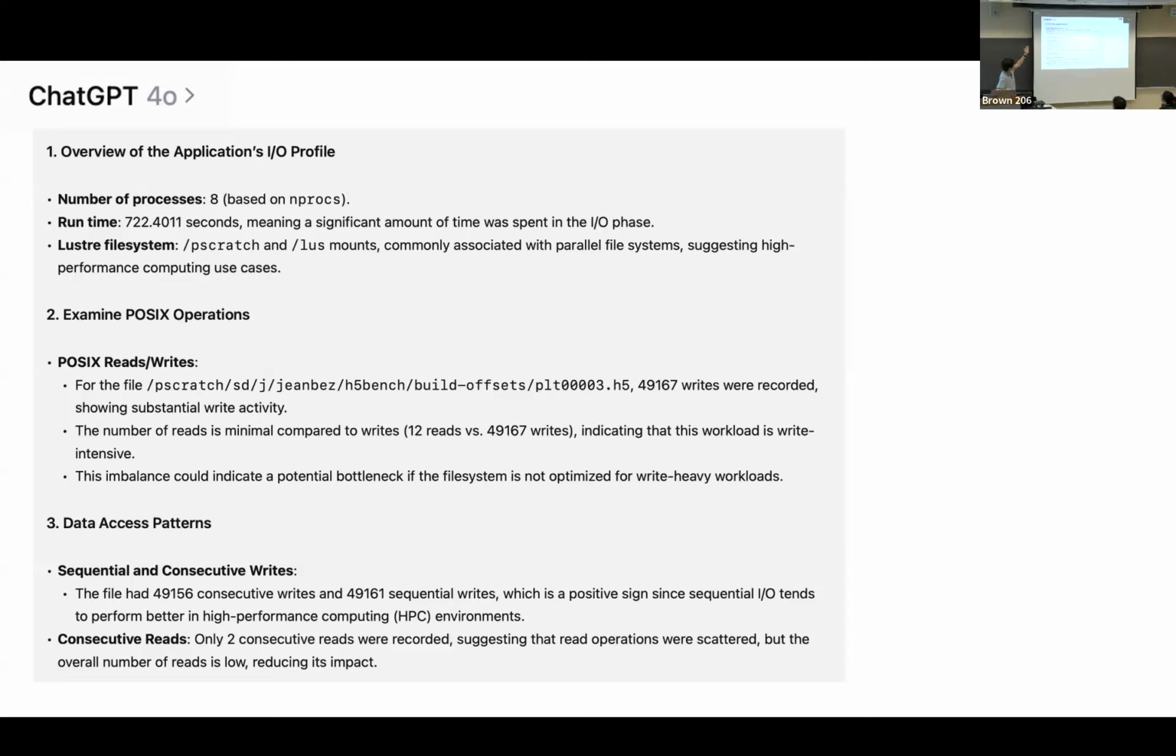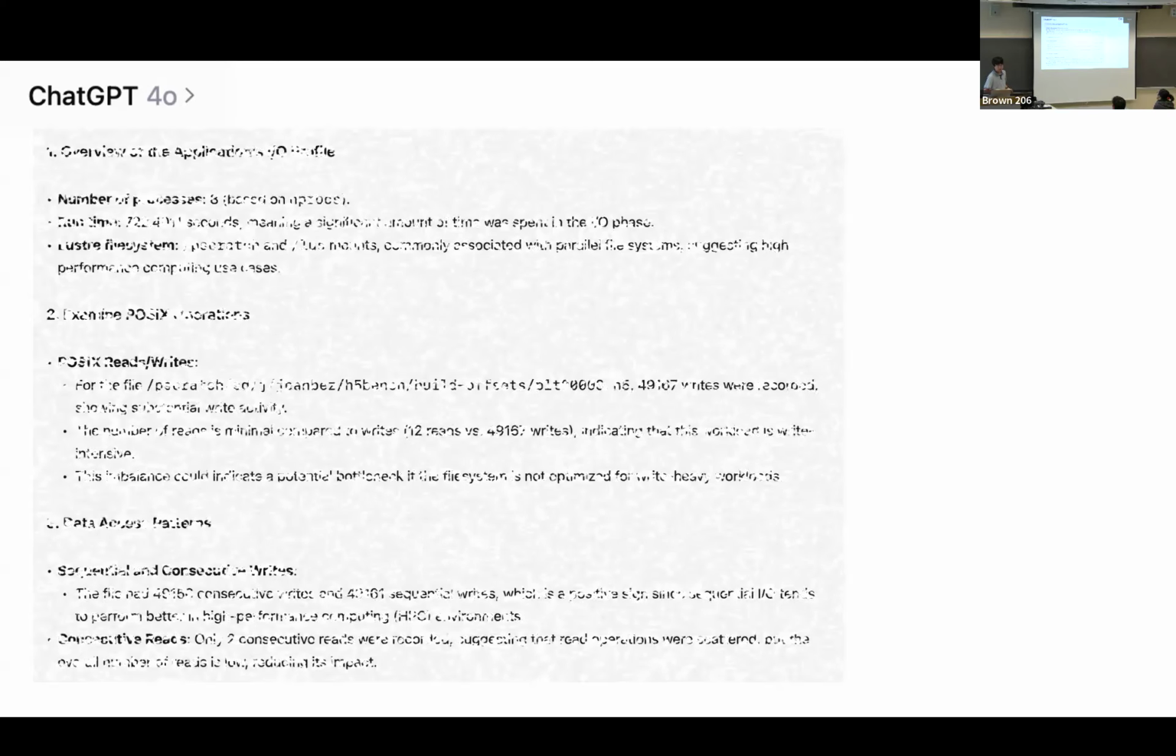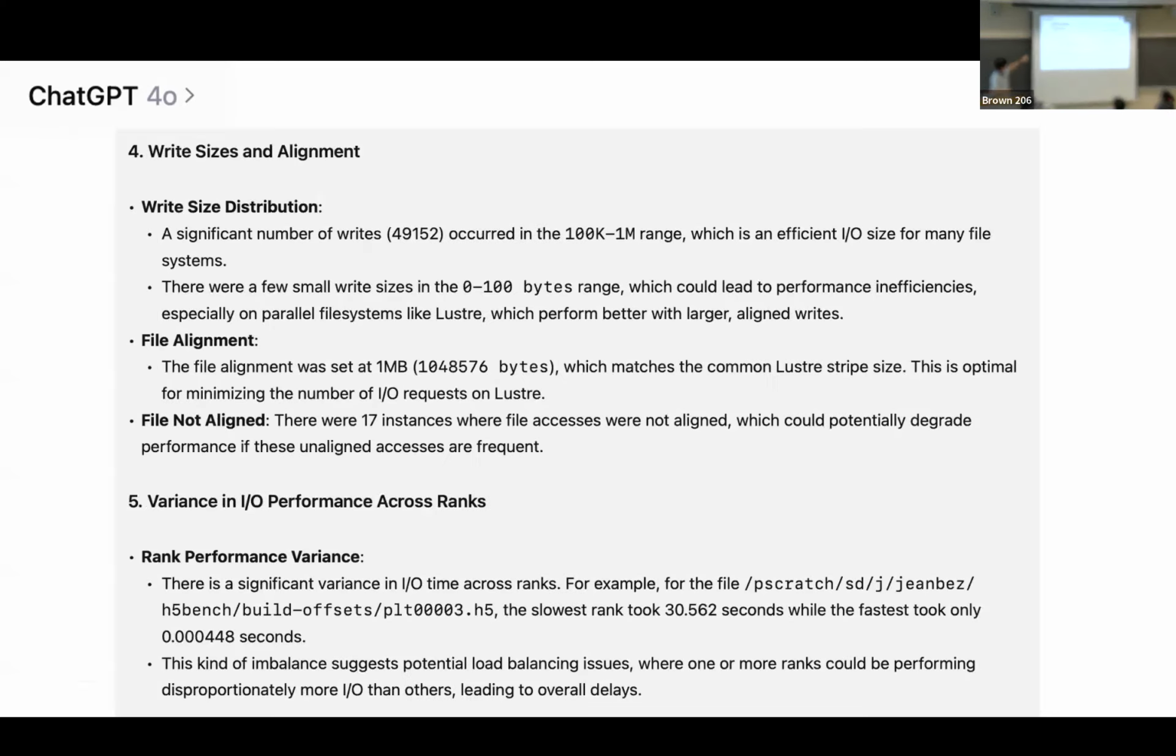I first do an overview, and then I look at each of the different types of IO activities. For example, it cares about POSIX read and write. It cares about data access patterns. It does even more than that. It does write size distributions. It does an alignment check. It does variations in performance across ranks.